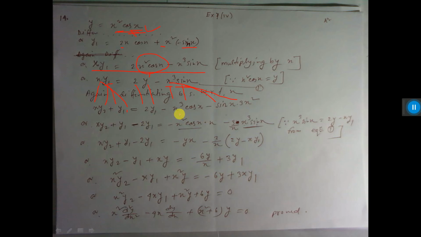Now simplification, here you can write x square cos x into x, and this value you can put y, and here x cube sin x, you can write x cube sin x, this x cube sin x equal to this minus this, that is written. Now simplify only, then get answer.